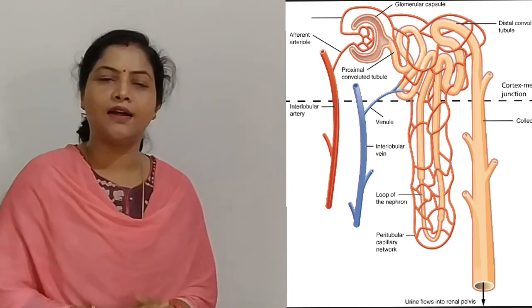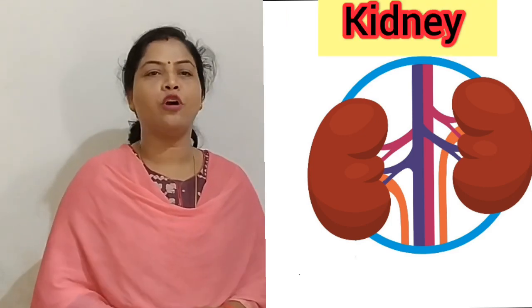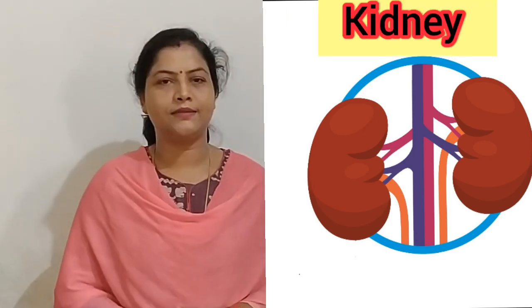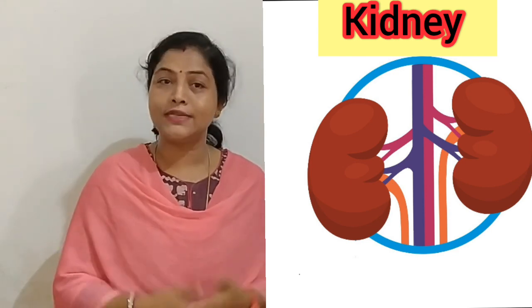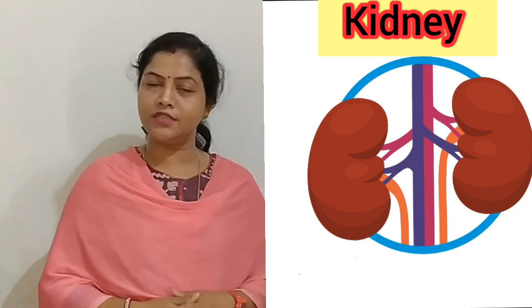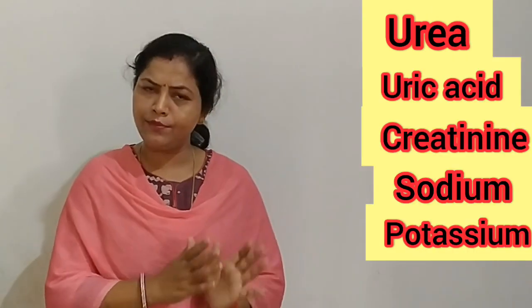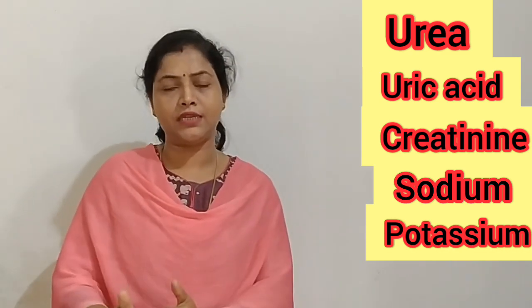These kidneys are responsible for elimination of toxic substances. What are these toxic substances? These are salts, excess of minerals, nitrogenous waste. These are eliminated in the form of urea. Excess of water is also eliminated out in the form of urine.